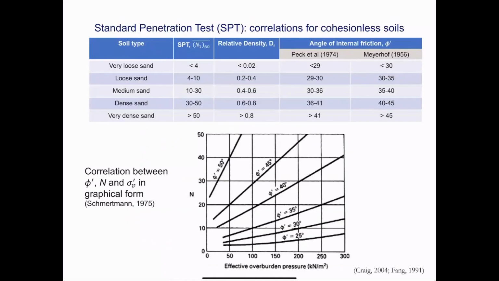Now, what do we do with the N values? So let's say we've corrected our N values to N60 values. There is a lot of literature where the N values are not corrected as well. So you need to be careful when you're interpreting N values.